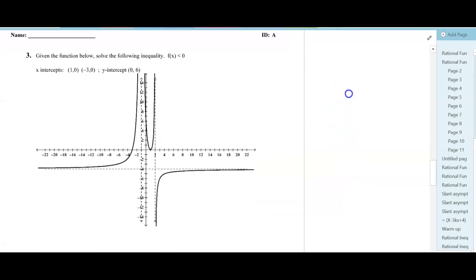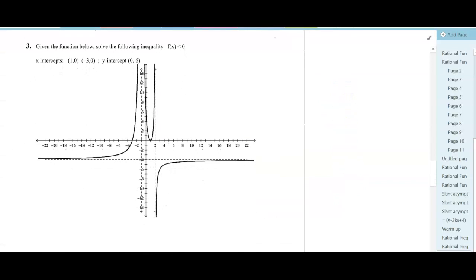Number 3, if you want to pause the video and solve this problem, please do so. Here we want to know when f of x is strictly less than 0. That means we cannot include the x-intercepts. So here just for emphasis, I'm going to put an open circle. So the graph is below the x-axis here that I've highlighted.